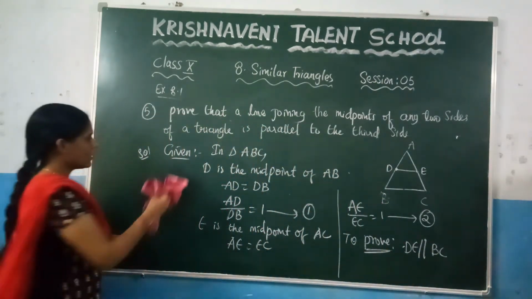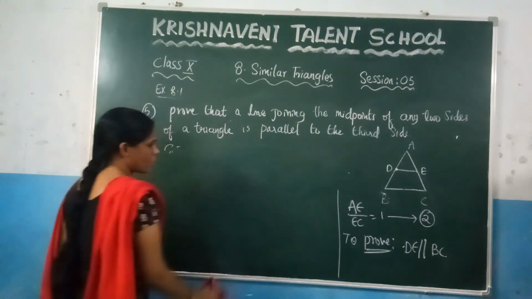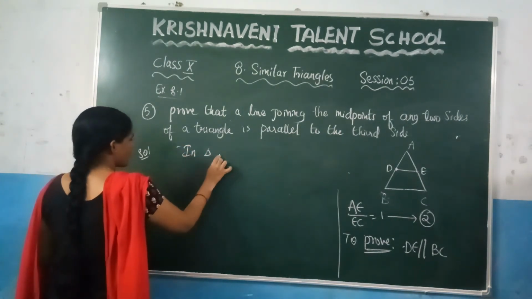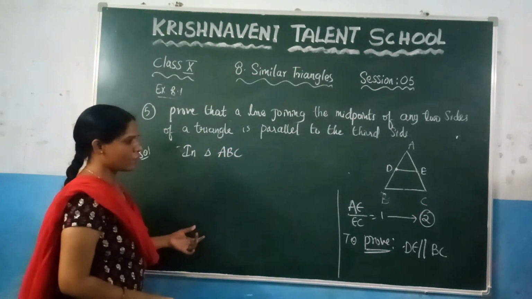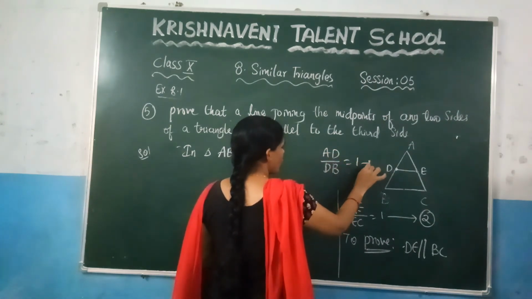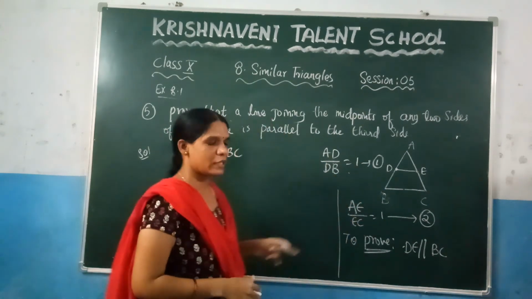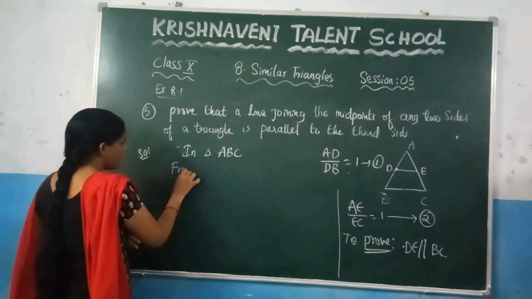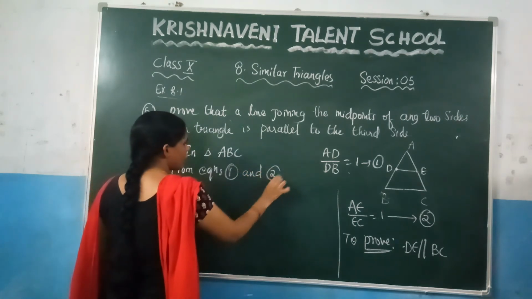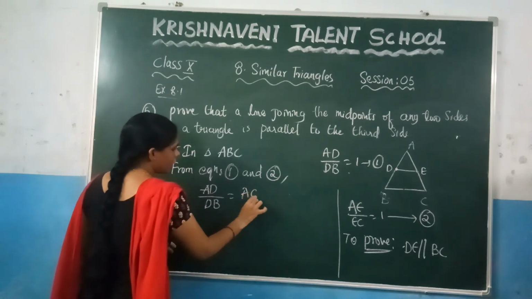Now write it here in triangle ABC. Before only we have got one equation. Just now I have got what is that equation, which is nothing but AD by DB is equal to 1. We call this one as equation 1. Now you can compare these two equations since the RHS parts are equal. So write it here from equations 1 and 2. You can equate the LHS part, which is nothing but AD by DB is equal to AE by EC.